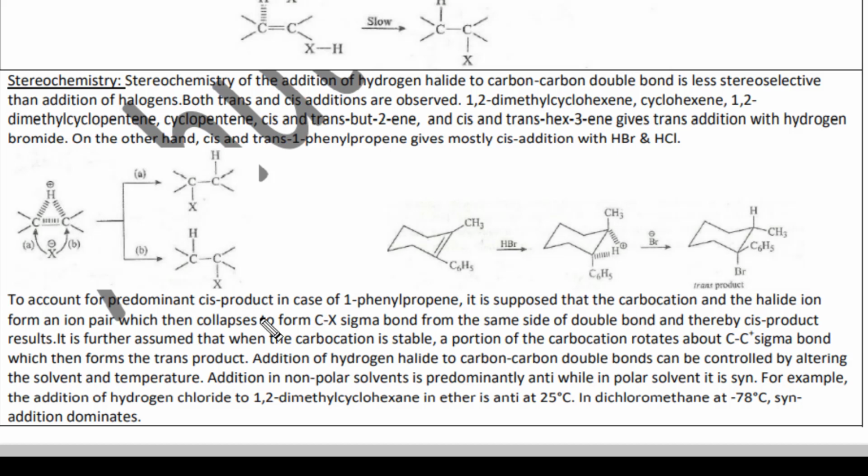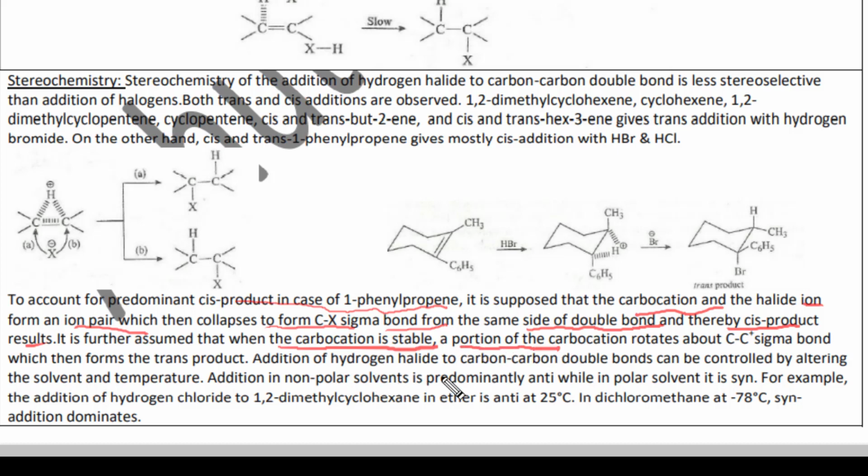To account for the predominant cis product in the case of 1-phenylpropene, it is supposed that a carbocation and the halide ion form an ion pair, which then collapses to form the C-X sigma bond on the same side of the double bond, and thereby the cis product results. It is further assumed that the carbocation is stable. So that is the same case we have observed for bromine also and for Cl2 also.